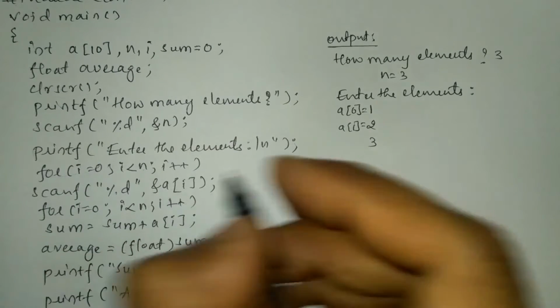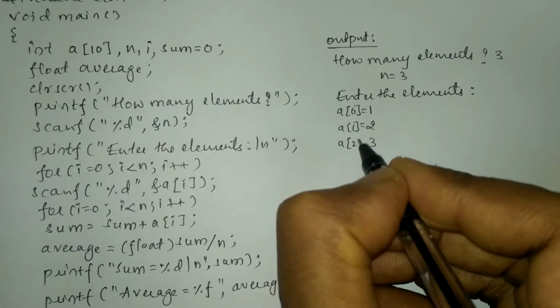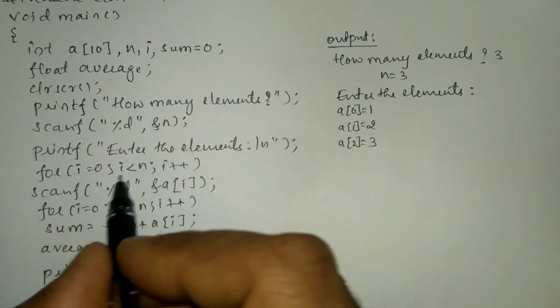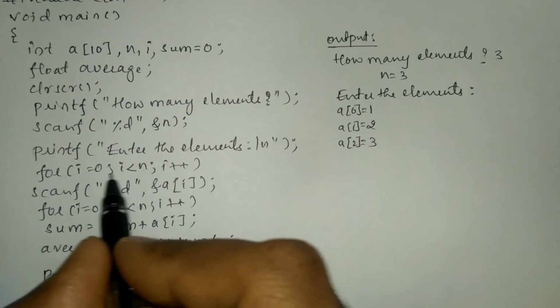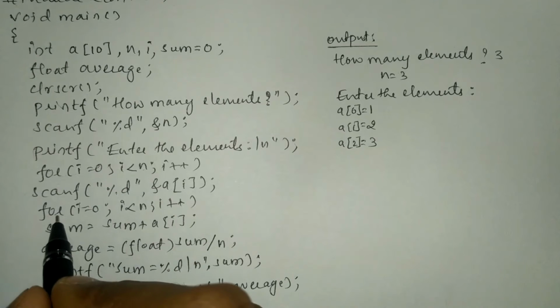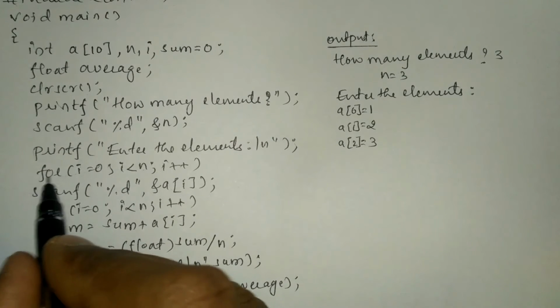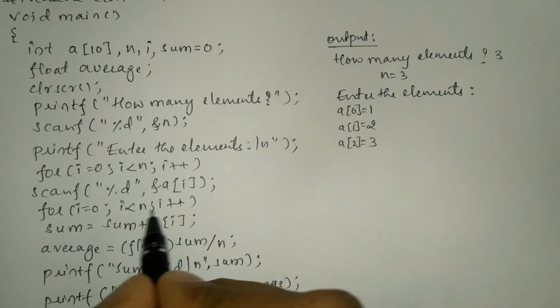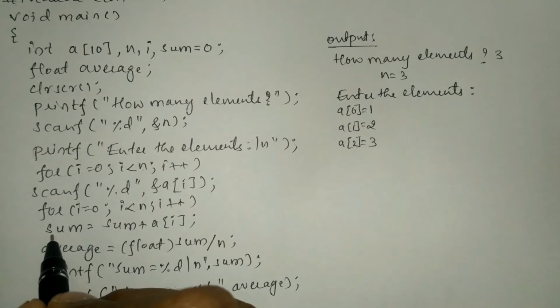Condition is true. So it is going to receive the next value. a of 2 is equated with value 3. Again, control transfers to for loop by incrementing the value of i by 1. Now i is 3. 3 is less than 3? No, condition fails. Once the condition fails, control comes out of the looping structure. And then again, it enters into the next looping structure to perform sum.